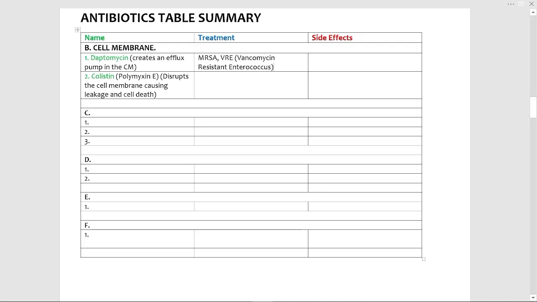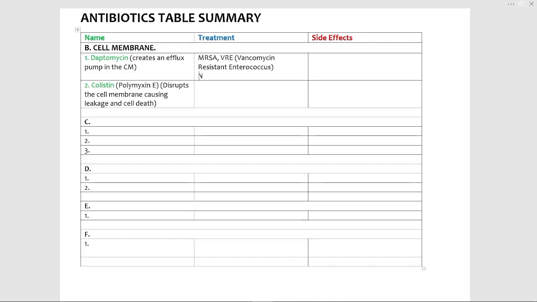Let me just add one NB here. Daptomycin is rarely used for pneumonia. Why? Daptomycin is not effective for pneumonia because it's always inactivated by surfactant.